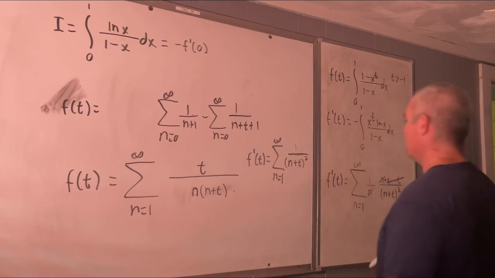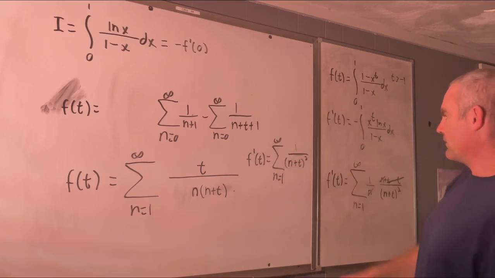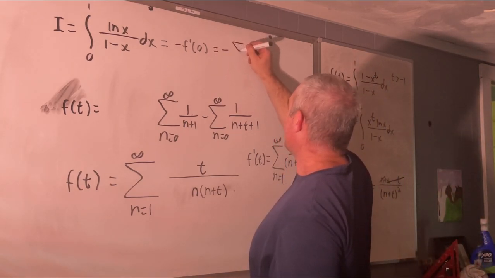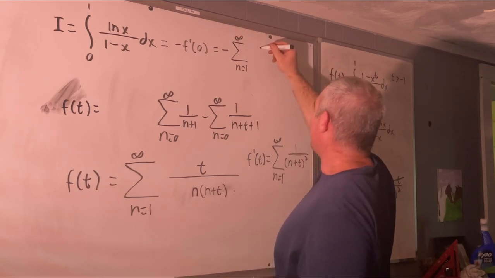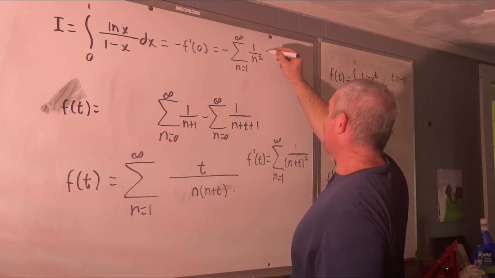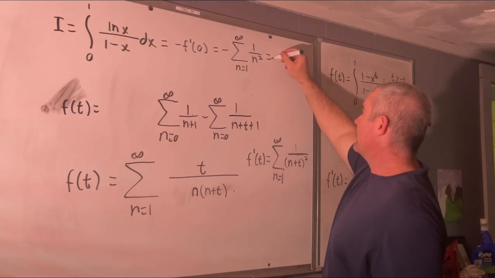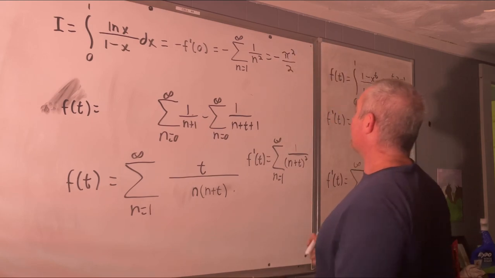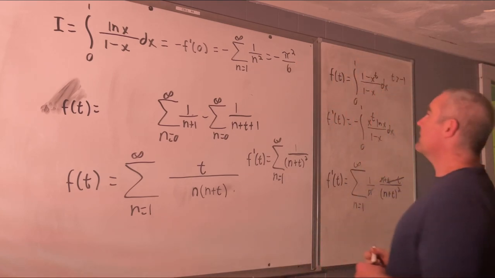Okay. So now that we have f prime of t, we simply plug in 0 and we have our answer. So this is equal to negative sum n goes from 1 to infinity of 1 over n squared. And this is the Basel problem. And it evaluates to pi squared over 6. So our entire integral is negative pi squared over 6.